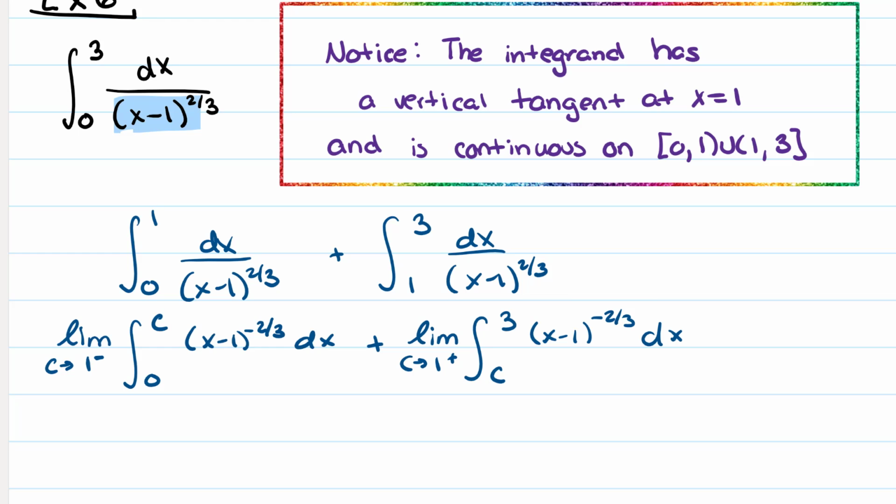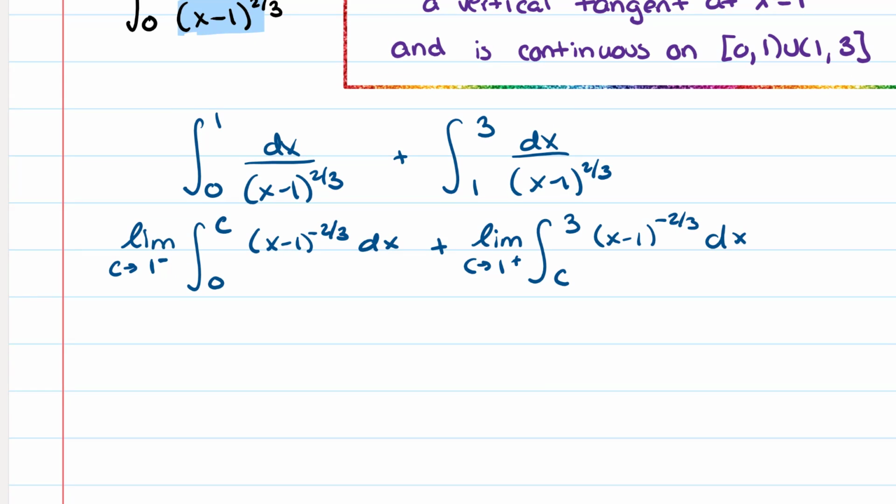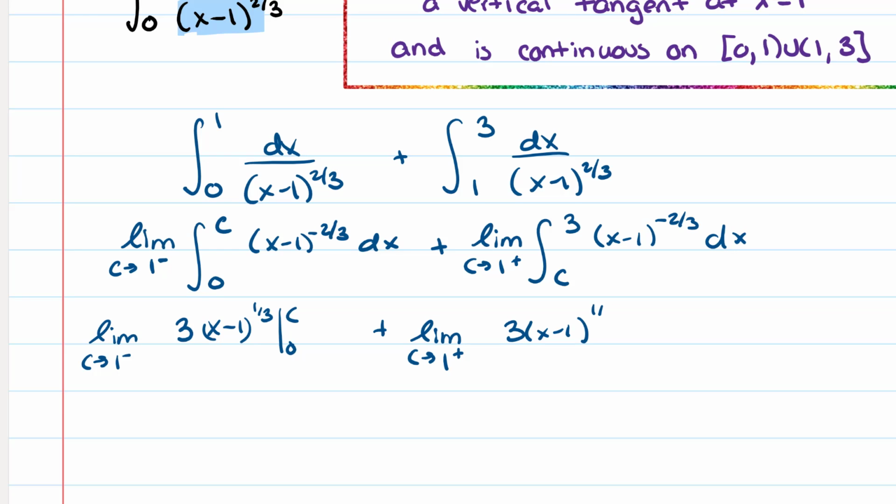Okay. So what you're going to need to do now is either a u-sub or just do the antiderivative. So this is the limit as c approaches 1 from the left, and it's going to be (x minus 1) to the 1/3. If you add 1 to the exponent, you're going to get 1/3, and then you have to divide by 1/3, so you get 3, from 0 to c. Plus the limit as you approach 1 from the right. And this is going to be the same thing, 3(x minus 1) to the 1/3 from c to 3. Sorry, 3 to c.